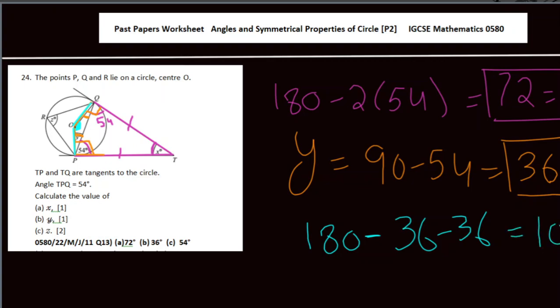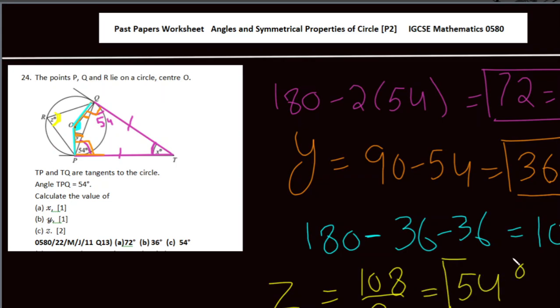Now if we have the blue angle, which is 108, we can easily find angle z by using the property that the angle at the center is twice the angle at the circumference. So we'll divide the blue angle, which is the angle at the center, by 2 and get 54.